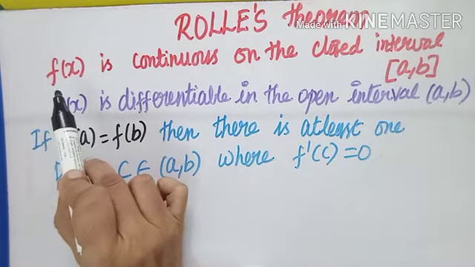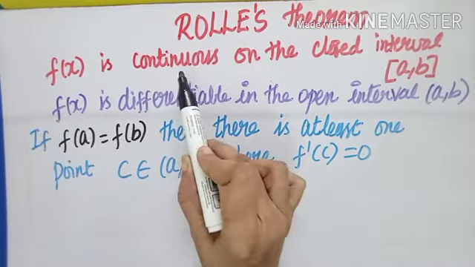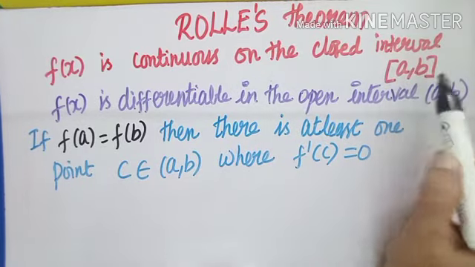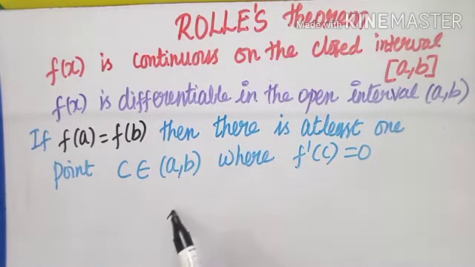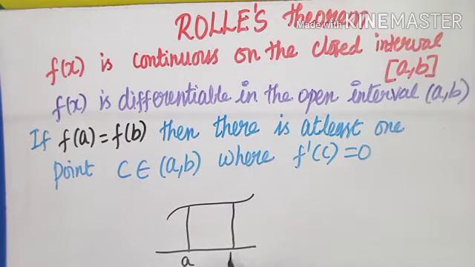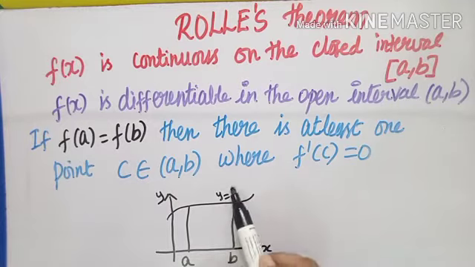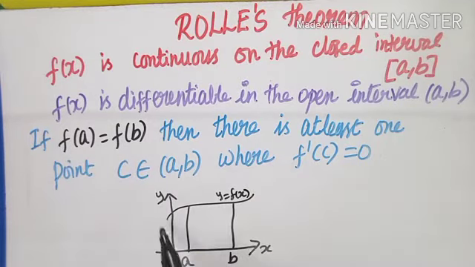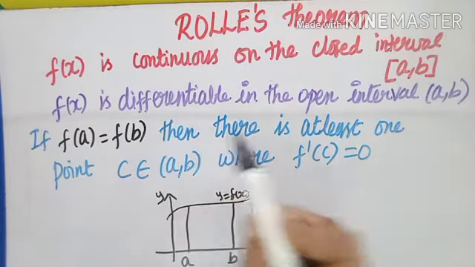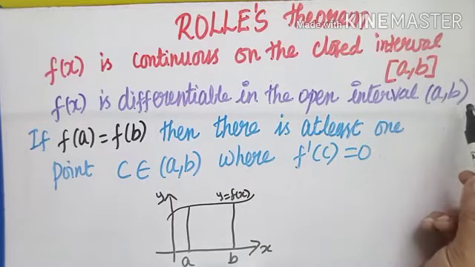Rolle's theorem. It has some conditions to be checked. Number 1: f of x is continuous on the closed interval [a, b]. If I draw a curve like this, these are the two points A and B. And what are the conditions laid in the question? This is the function y equals f of x. Between A and B, it is continuous, and it is differentiable in the open interval (a, b).